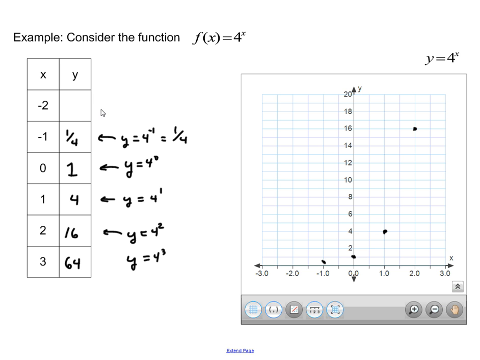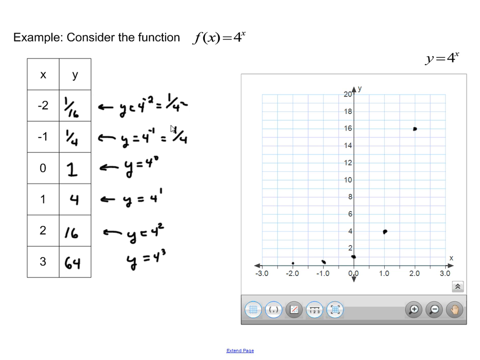Then at negative 2, we try out x, and we're going to find y is equal to 4 raised to the negative 2 power. Well, 4 raised to the negative 2 power is the same thing as 1 over 4 to the second power. And so this one goes to 1/16. You'll note that it doesn't matter what negative number I put in the exponent position, I'm not getting a negative number out, just a very, very small positive value.